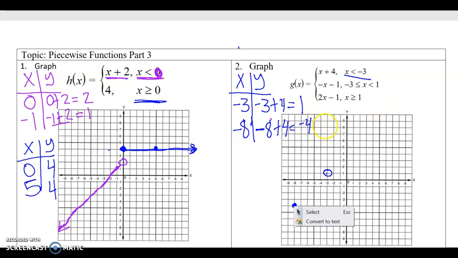Okay, so I'm going to start with my first x value of -3, and then I'm going to connect it to the x value of -8, and then I'm just going to keep going until it goes off the page, like that.